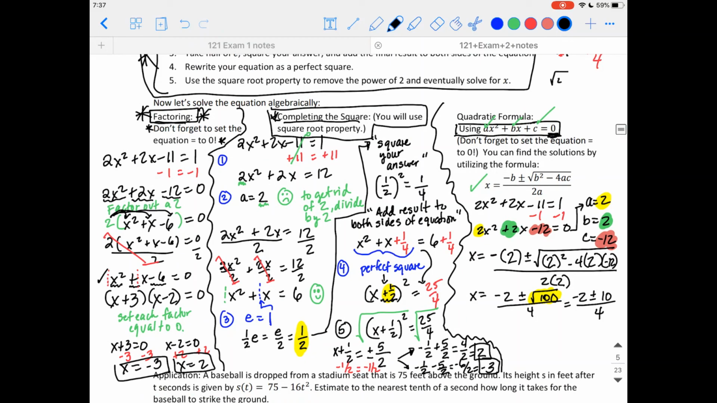If you have a square root of 40, you need to know that this is technically the square root of 4 times 10. And the square root of 4 is beautiful because it's just 2. And the square root of 10 is ugly, so you're going to leave it as square root of 10.